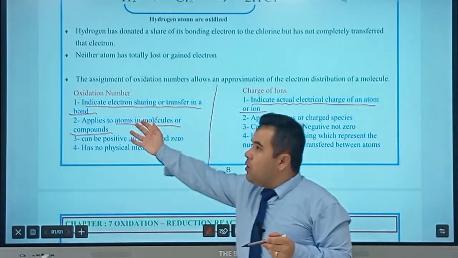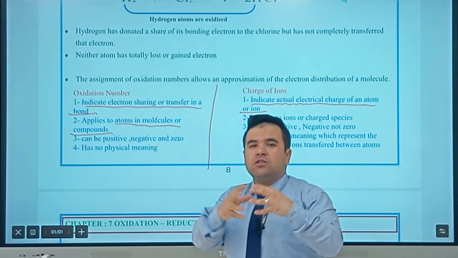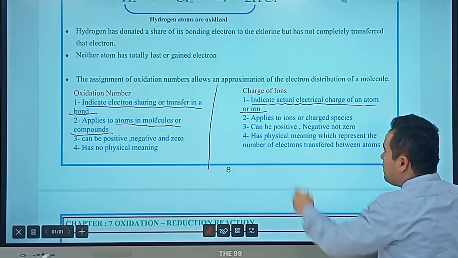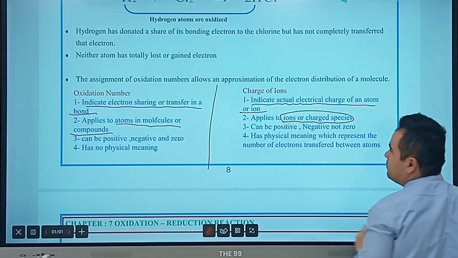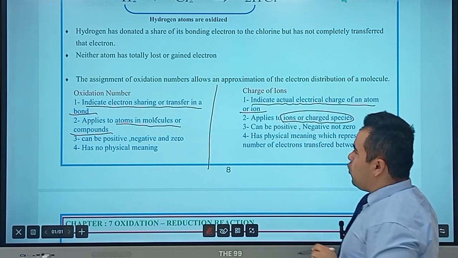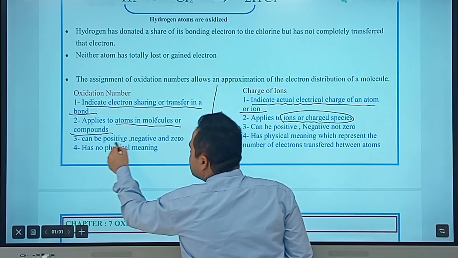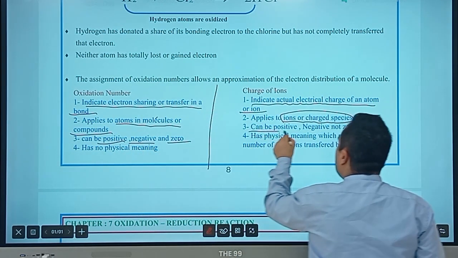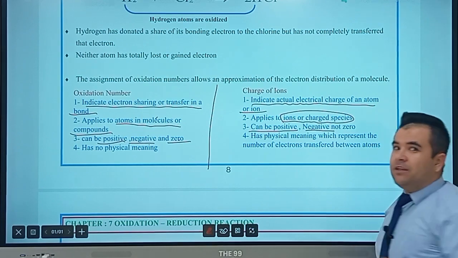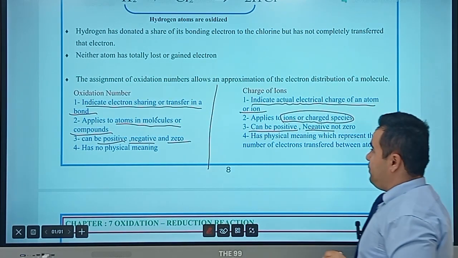The oxidation number can be used for compounds and molecules, but here it applies to ions or charged species only. Charged species only, the ion. The oxidation number can be positive, negative, or zero, but the charge can be only positive or negative, it cannot be zero.